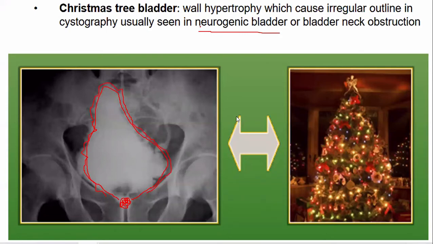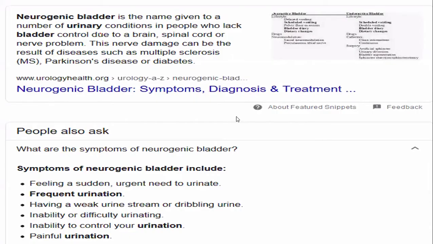So let's discuss what is a neurogenic bladder. So medical interns and medical clerks and everyone. A neurogenic bladder is actually a name given to a number of urinary conditions in people who lack bladder control due to a brain, spinal, or nerve problem. This nerve damage can be the result of diseases like multiple sclerosis, Parkinson's, or diabetes. What are the symptoms of a neurogenic bladder? The symptoms are feeling of a sudden urgent need to urinate, frequent urination.